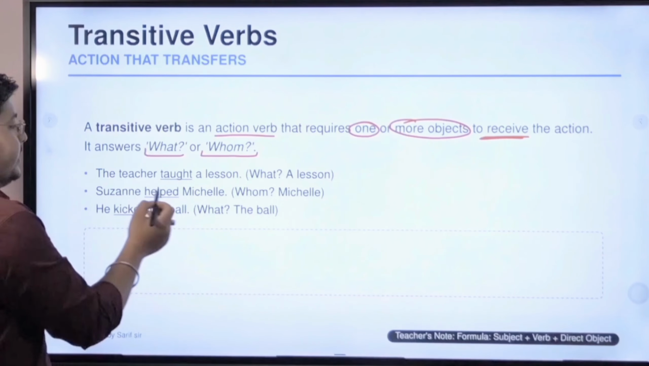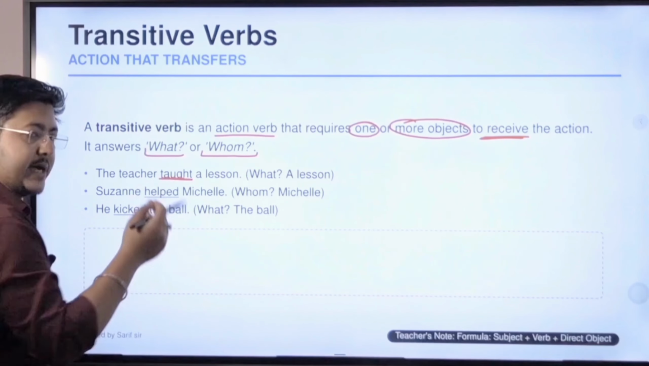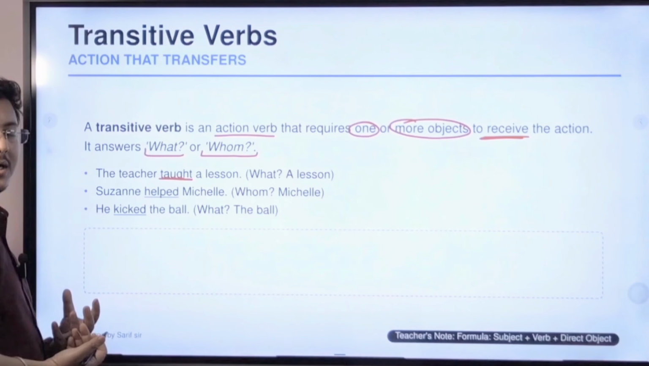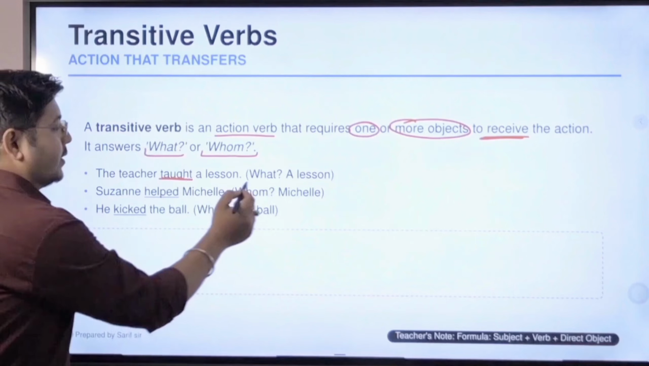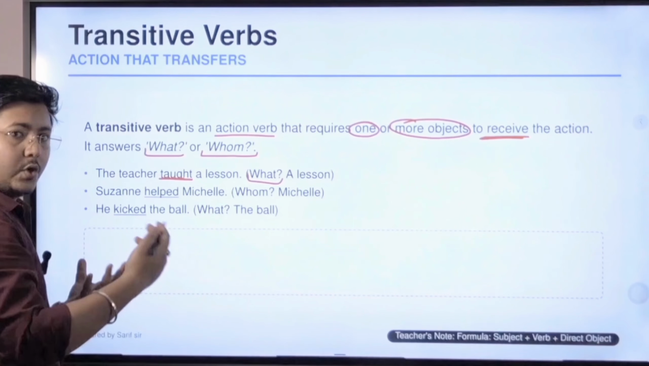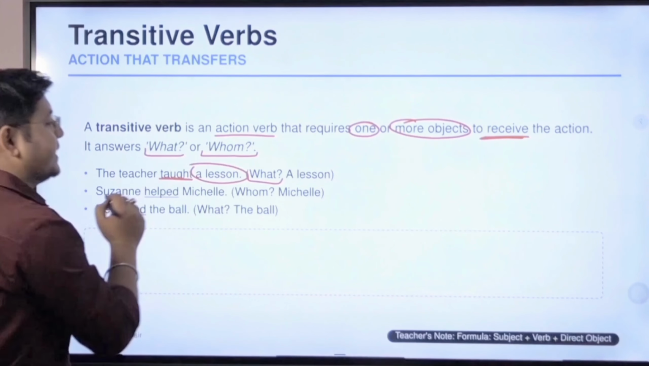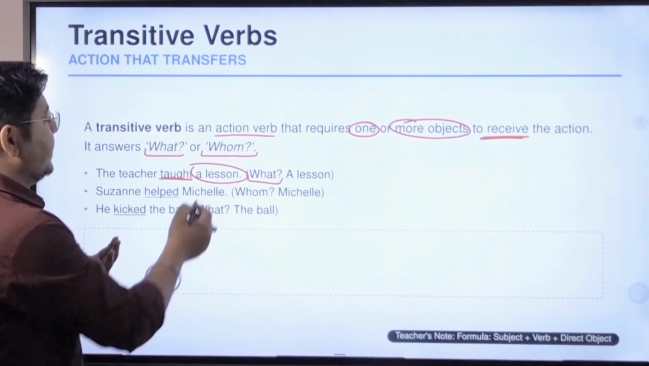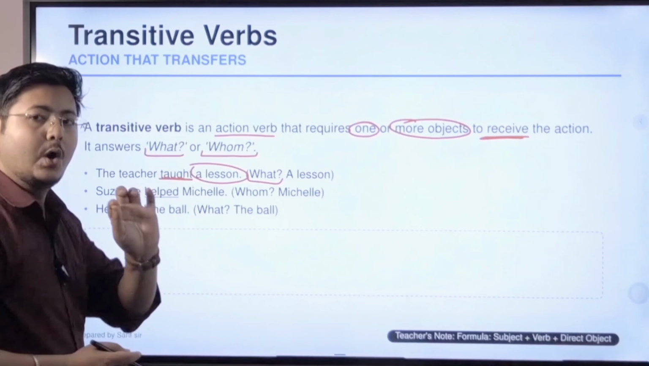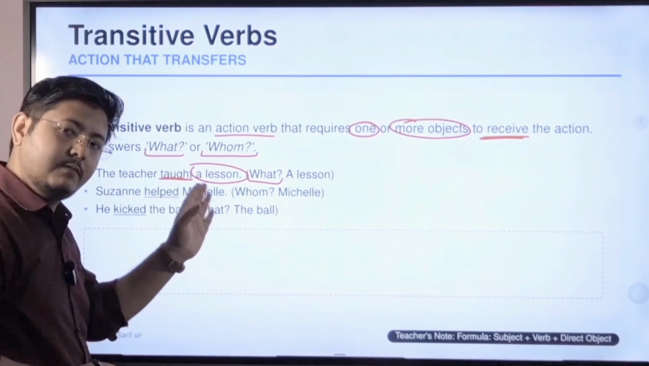Sentence number one, the teacher taught. Taught is the action, the verb of the sentence, and we need to ask the question what or whom. So let's try to find out. The teacher taught. Taught what? A lesson. Since we are getting the answer of what in relation to the verb, the answer "a lesson" is the object of the verb.